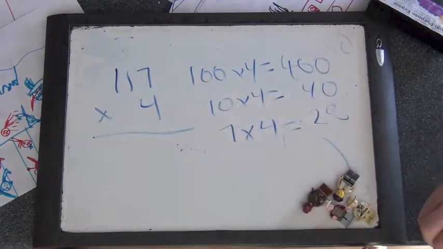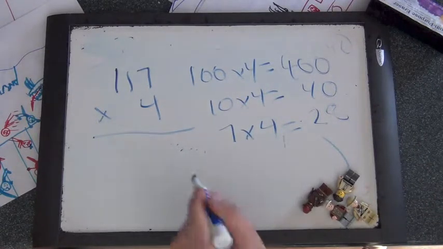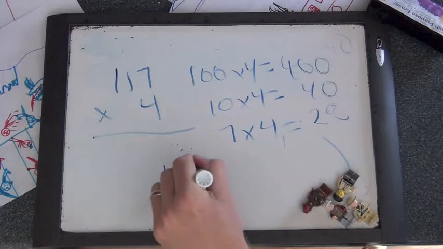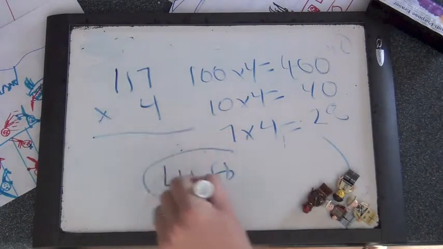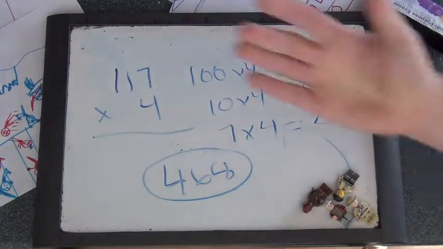So it should be about 468. 468 steps to go all the way around the track. That's right, if you're at running pace. If you're running. Hey, high five.